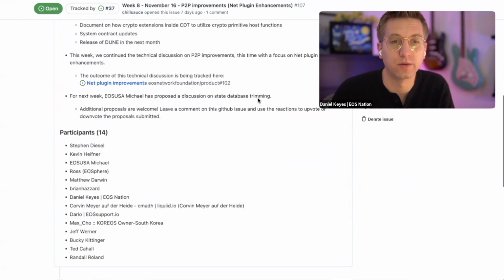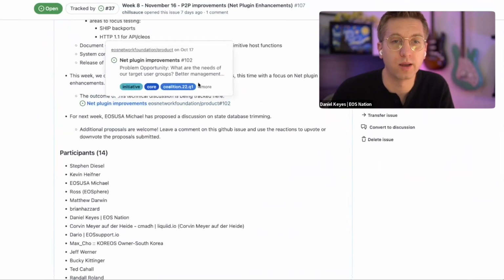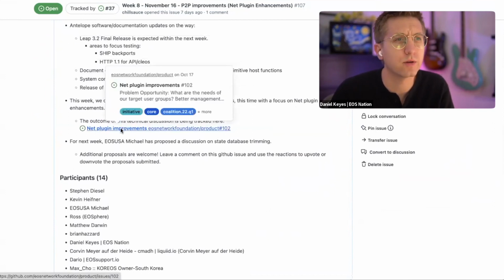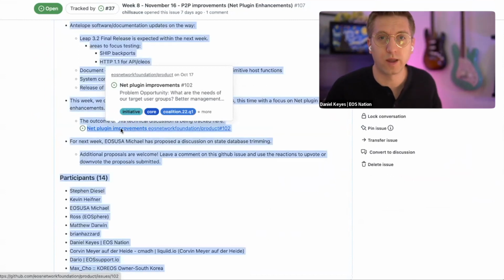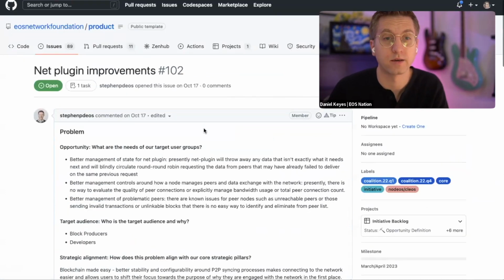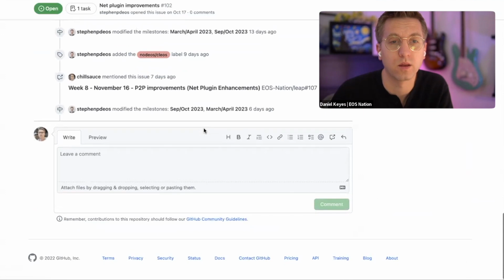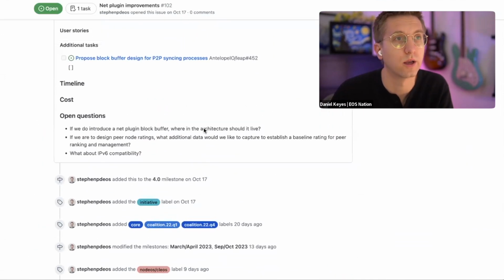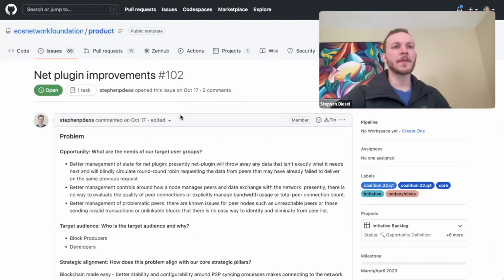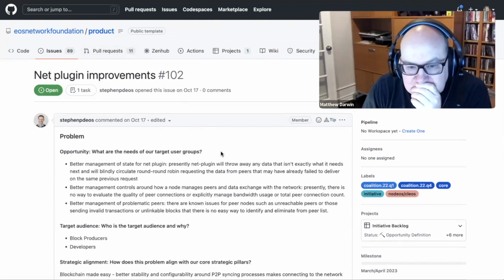Last week, we had a pretty productive discussion talking about net plugin improvements, P2P improvements more broadly. I know we had this GitHub issue tracking that, and I know you were taking some notes during the call yesterday. Are those already captured here, or is that still a work in progress? That's still a work in progress. Brian and I are collaborating on next steps around this item, and we should have an update in the next week or so.